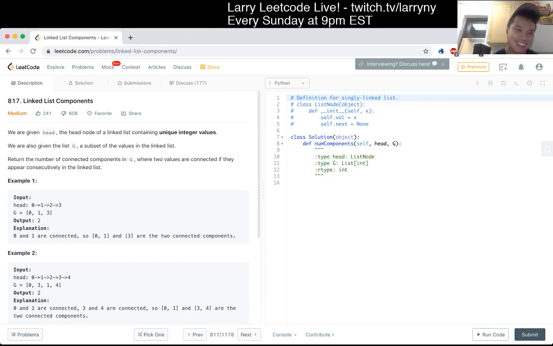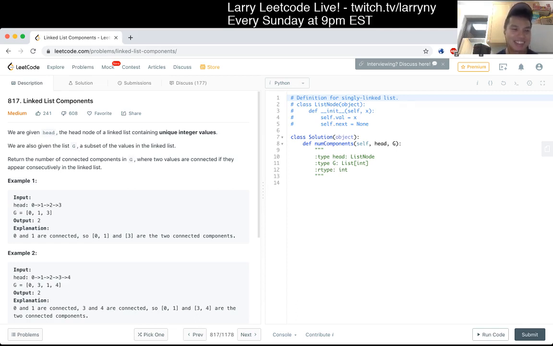We're given the head node of a linked list containing unique integer values. We are also given the list G, a subset of values in the linked list. Return the number of connected components in G, where two values are connected if they appear consecutively in the linked list.